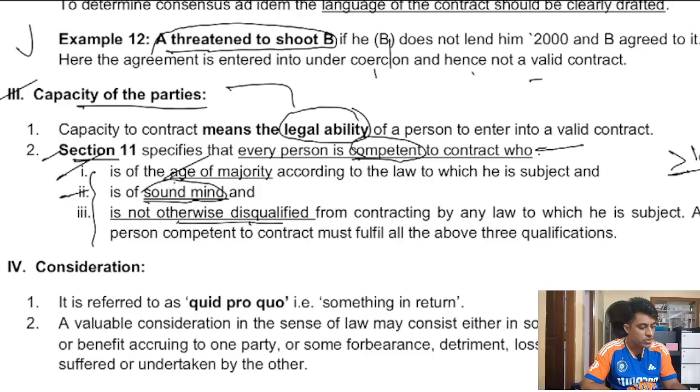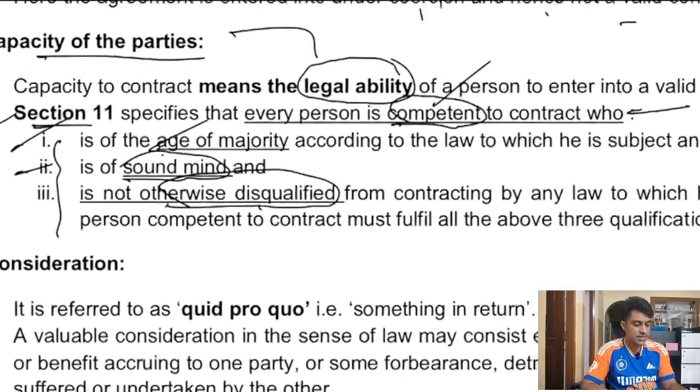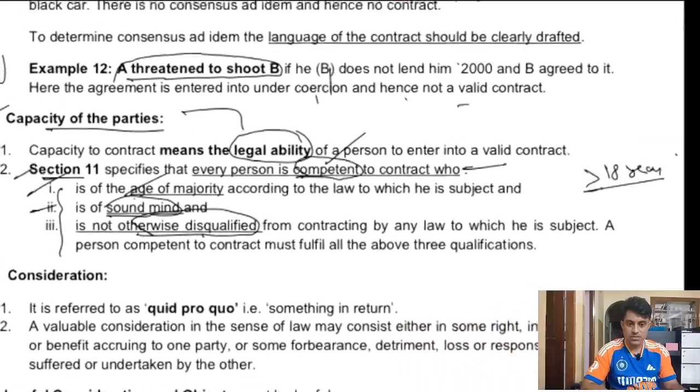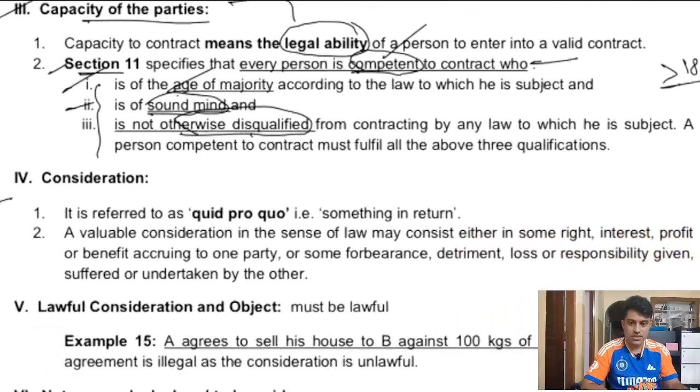Third one is he is not otherwise disqualified. So if a person satisfies these 3 conditions, he becomes eligible to enter into a contract. Fourth essential says there has to be a consideration. There has to be consideration.